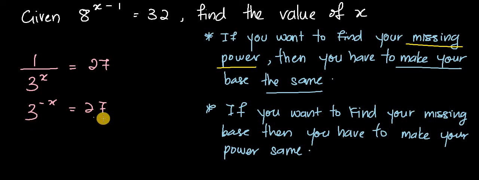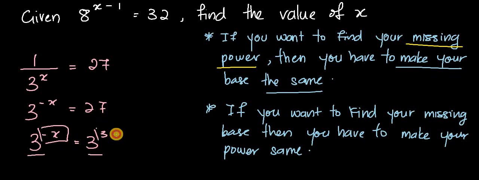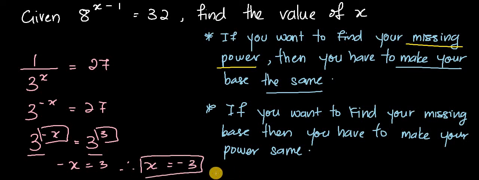So I know that number 27 has a connection with 3. So I know 3 power negative x will be 3 power 3. So 3 power 3, I already know it's 27. Since my base is the same, hence I can compare the power. Alright? So which means negative x equals to 3. Hence, x will equal to negative 3. So this is the value of x.